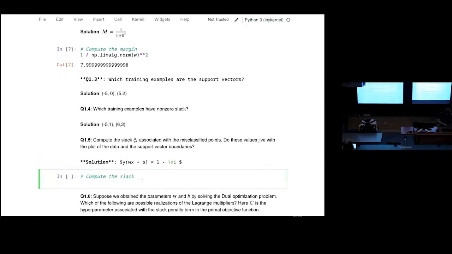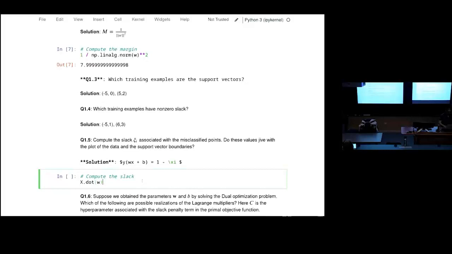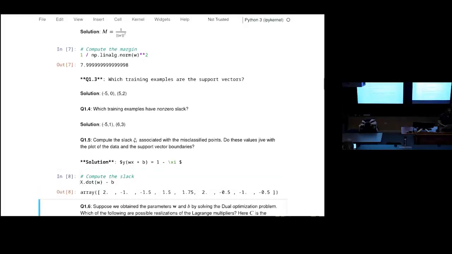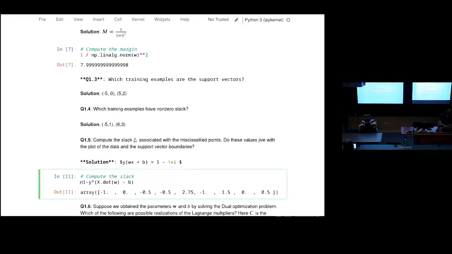So to compute these is straightforward. We're just going to put x dot W minus B. So this should give us that one. We're going to multiply by Y. Okay. And now we do 1 minus that. And we can do np.clip, or just do max. Oh, I'm getting 3. Okay.